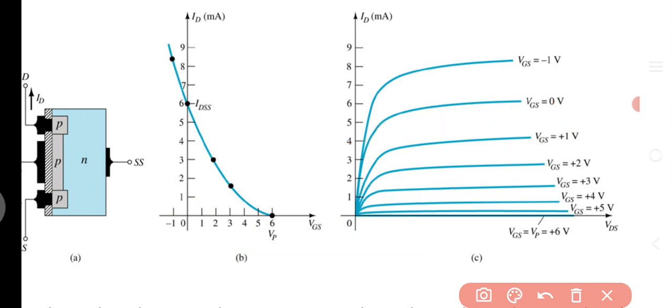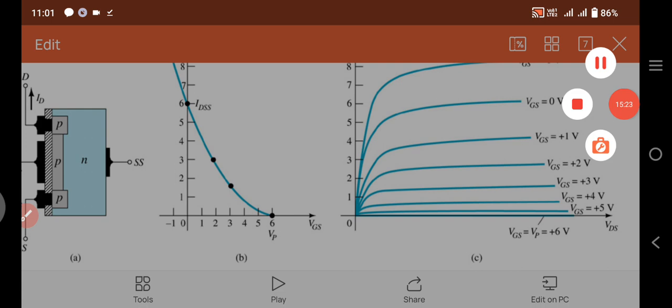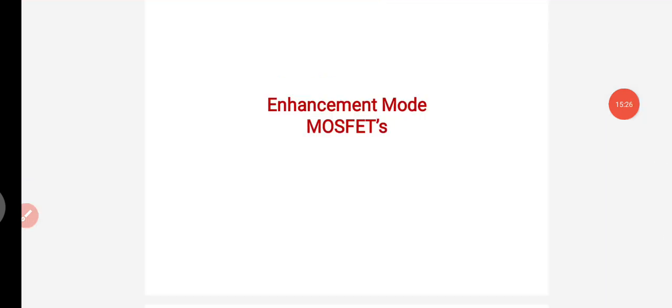At the same time, for the drain characteristics of this PMOS transistor, when VGS equals 0, then ID equals IDSS. When VGS is increased in the positive direction, then ID will decrease. So these are the transfer characteristics and drain characteristics of the PMOS transistor. This completes the discussion about the D-MOSFET. D-MOSFET means depletion MOSFET. It can be operated in depletion mode and enhancement mode.